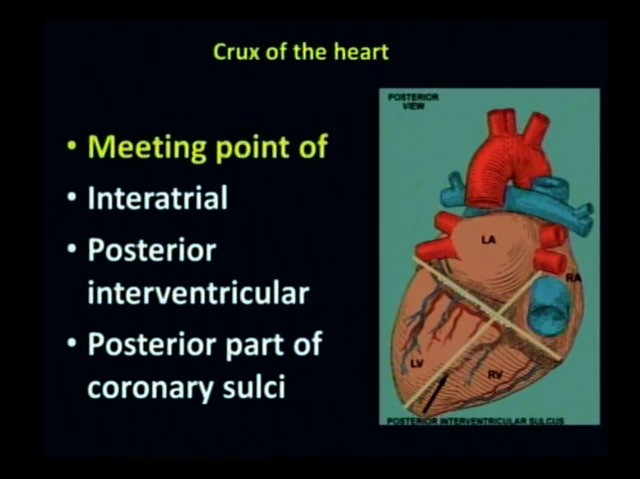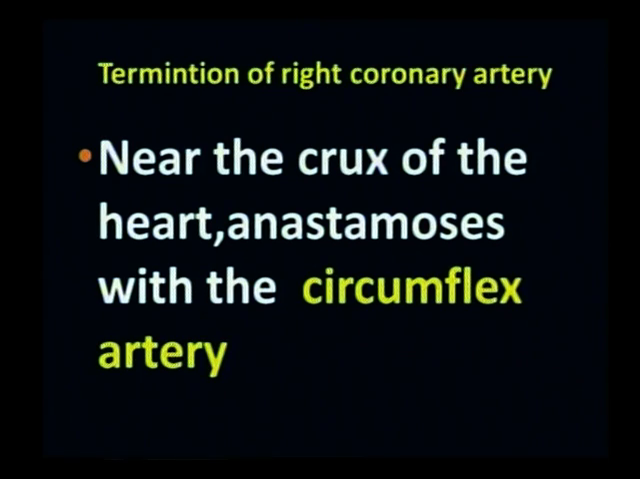So, this right coronary artery has now terminated near the crux of the heart, slightly to the left. How does it terminate? It anastomoses with the circumflex artery. So, this is about the course of the right coronary artery: running in the anterior part of the AV sulcus, winding round the inferior border of the heart, reaching the posterior part of the AV sulcus, and terminating slightly to the left of the crux, anastomosing with the circumflex artery.